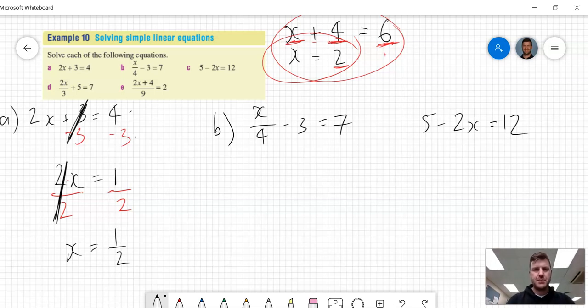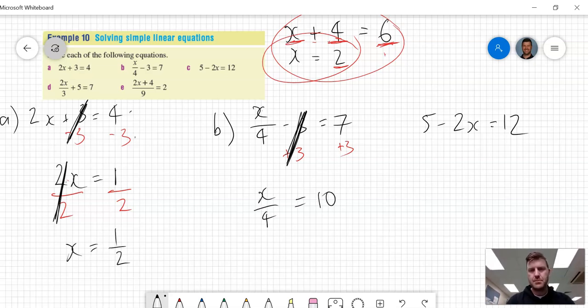The expression is x over 4, x divided by 4, take 3 equals 7. Again, I've got 2 terms on the left-hand side of the equation, and the term that's furthest removed from the x is the 3. So what I'm going to get rid of first is that negative 3, by adding 3. If I add 3 on the left-hand side, I also need to add 3 on the right-hand side. So minus 3 plus 3, that's cancelled out. I'm left with x over 4, x divided by 4 equals 10.